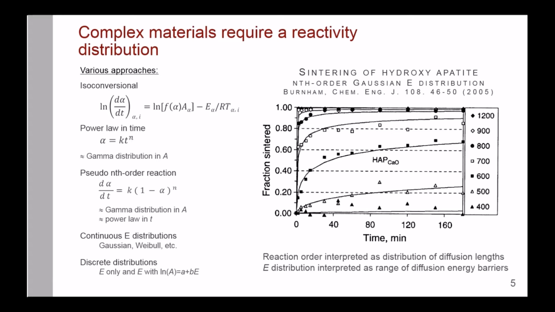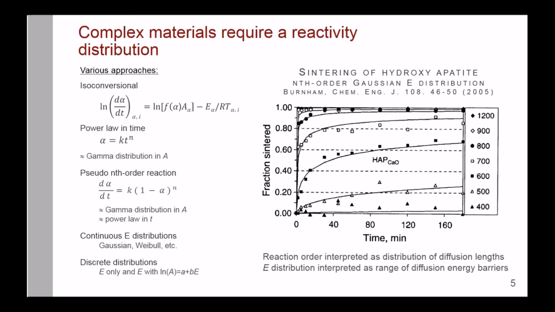On the left-hand side here, you see there's a variety of ways of doing that. One is the isoconversional method, which says that the activation energy and frequency factor depend on the extent of conversion. It's very common now, perhaps even dominant in thermal analysis. There's the power law in time, which is a very simple model, and mathematically it's very similar to a gamma distribution in frequency factor. There's the pseudo nth-order reaction, again fairly simple, and it's also mathematically close to a gamma distribution in the frequency factor, and then by implication a power law in time.